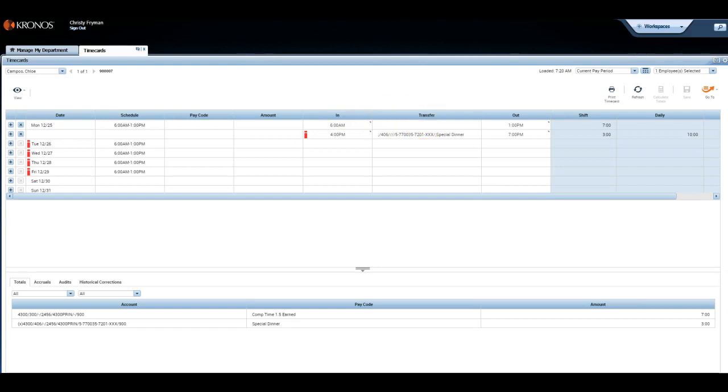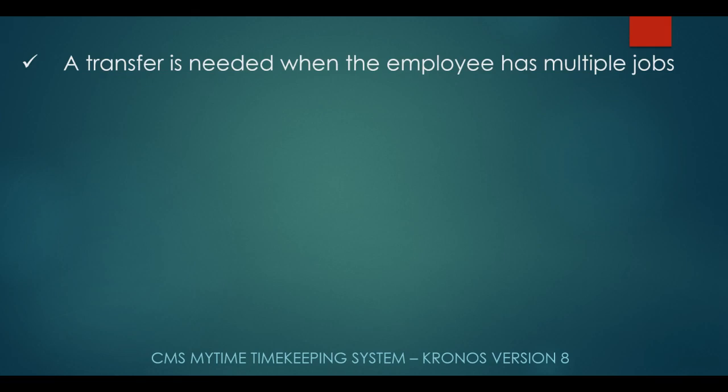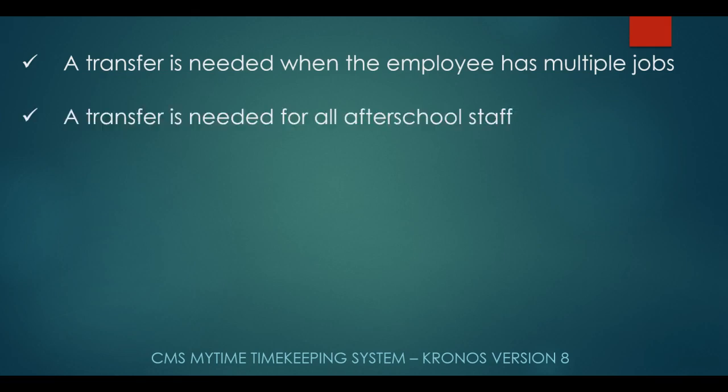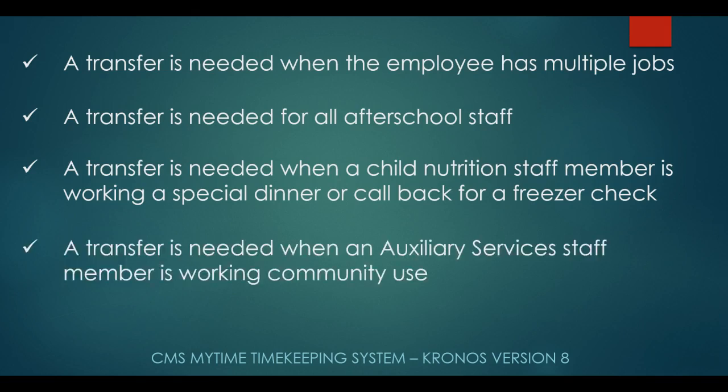Here are some examples of when a transfer is needed in the employee time card. A transfer is needed when the employee has multiple jobs. A transfer is needed in the time card for all after-school staff. A transfer is needed when a child nutrition staff member is working a special dinner or callback for a freezer check. A transfer is needed for an auxiliary services staff member working community use.